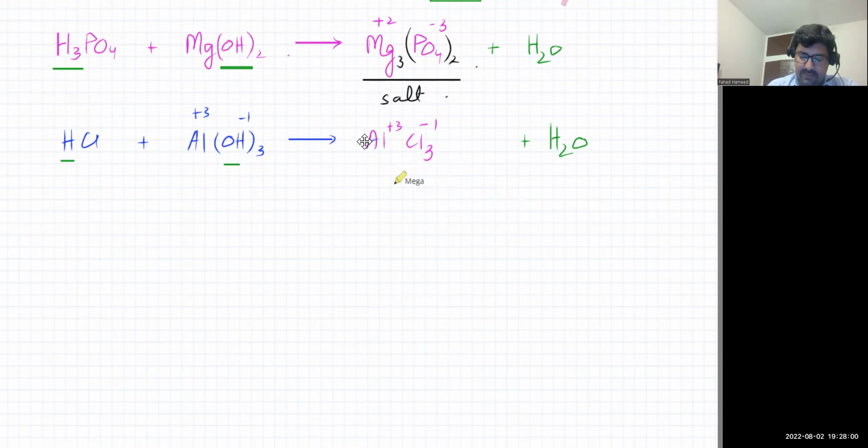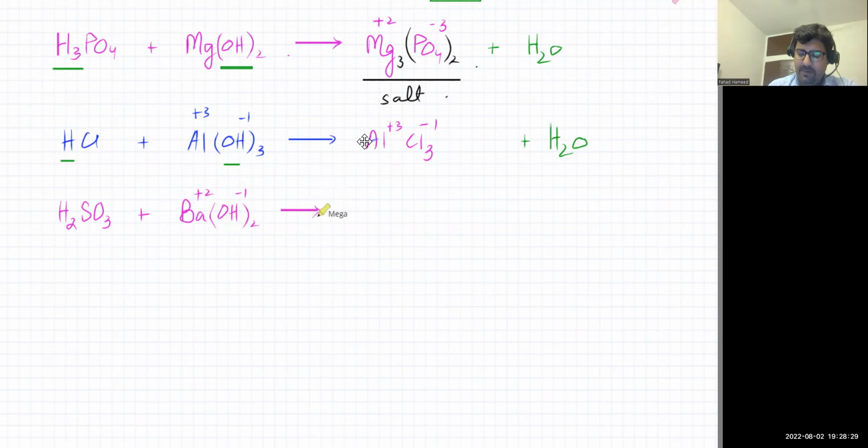एक और quickly कर लेते हैं. I've got, let's say, another acid, sulfurous acid, H2SO3, and I've got barium hydroxide. Barium is group 2, so that's +2, and hydroxide is OH -1, so it's going to be Ba(OH)2. These are the formulas of the acids and the bases.